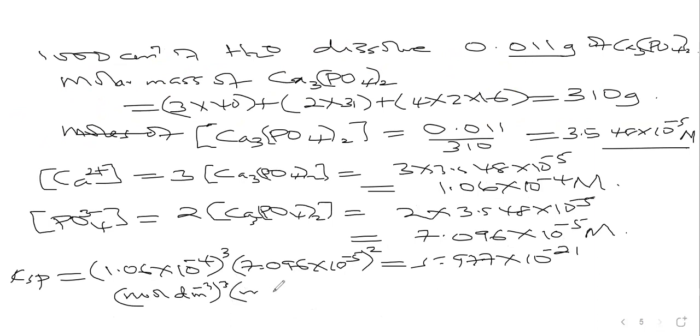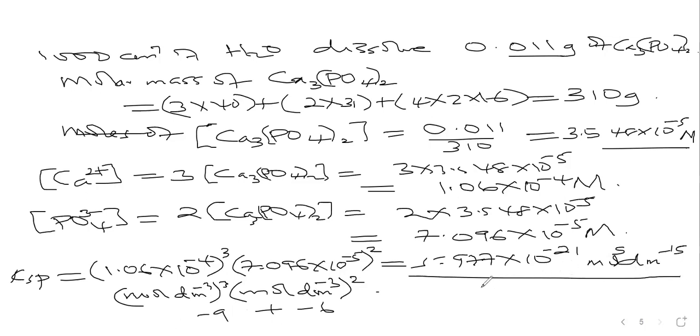This is moles per liter cubed, and this is moles per liter squared. So which units did you get? It is mole cubed, mole squared, that is mole power 5, right? This is dm negative 3 power 3, that's negative 9. Negative 3, 2, that is power negative 6. Remember, with the multiplication, you add powers. Is that negative 15? So that is the unit for Ksp in that case.